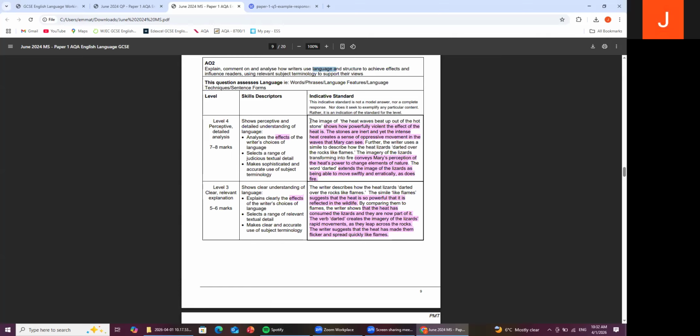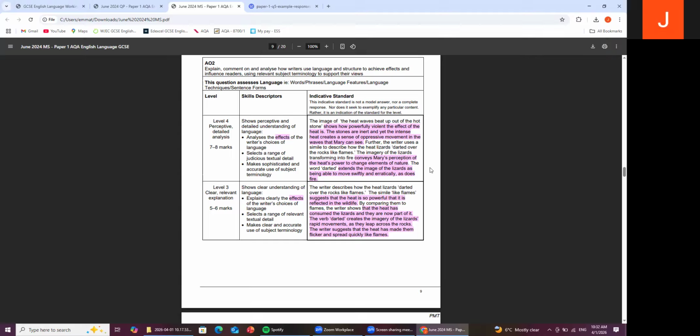So at a top level, I will just read this extract for you quickly. The image of the heat waves beat up out the hot stone shows how powerfully violent the effects of the heat is. The stones are inert, and yet the intense heat creates a sense of oppressive movement in the waves that Mary can see.